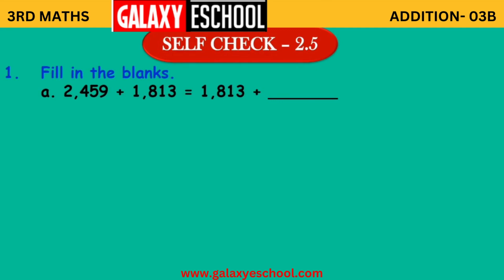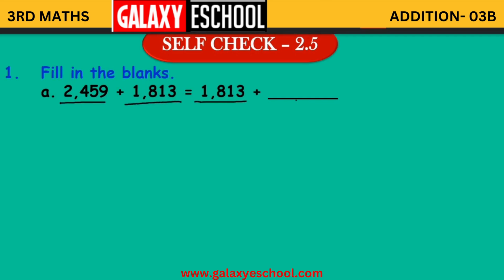Now this is the self-check time. First question, fill in the blanks. First one is 2459 plus 1813 is equals to 1813 plus dash.